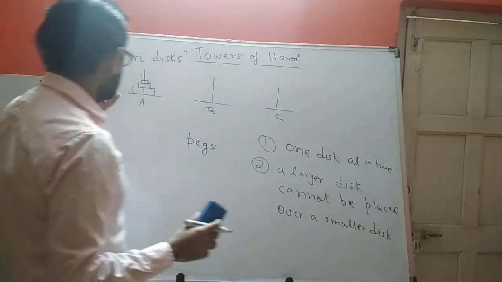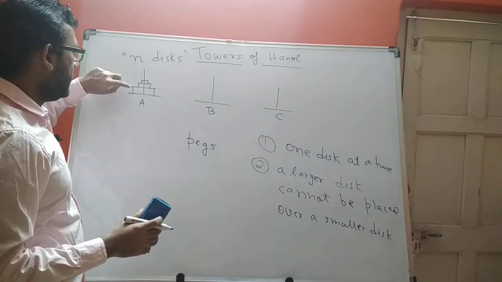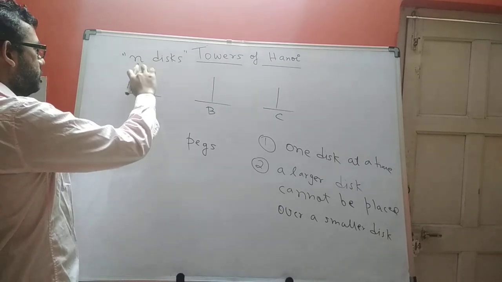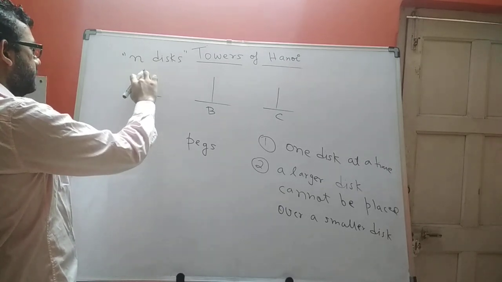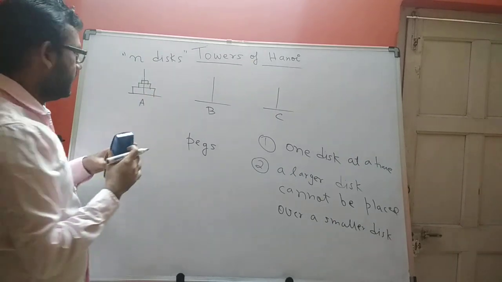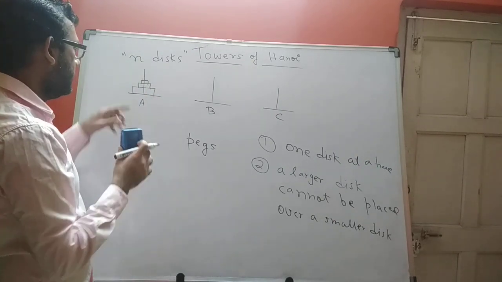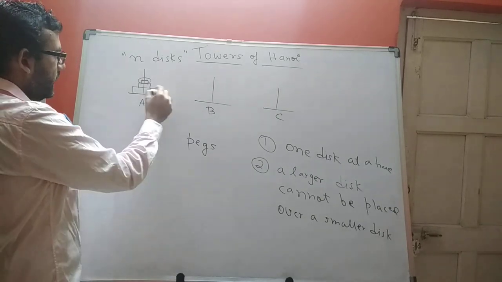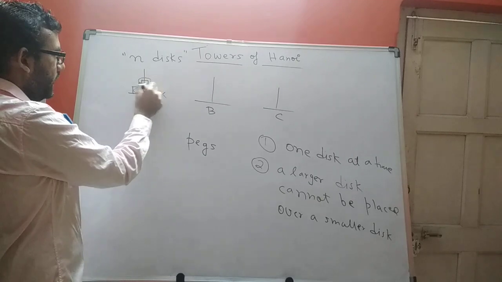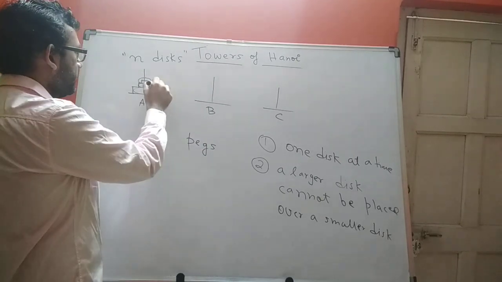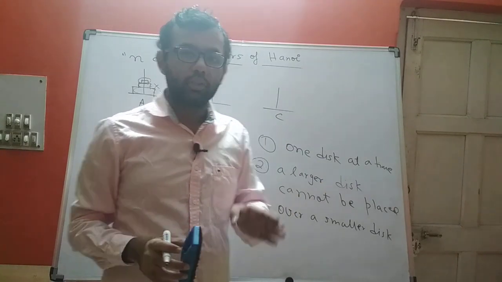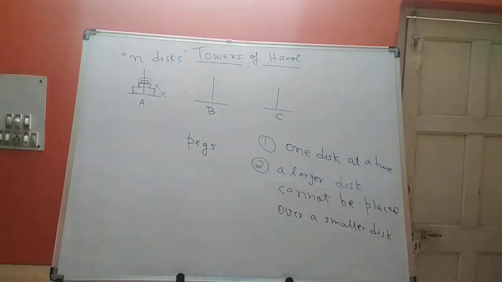And one more thing, you cannot take out any intermediate disc. If I assume that there are exactly three discs on peg A, then I can only move the topmost disc. I cannot take the bottommost, or any intermediate disc. I can only take the topmost disc and move it from one peg to another. So these are the constraints that we need to keep in mind when solving the Towers of Hanoi problem.